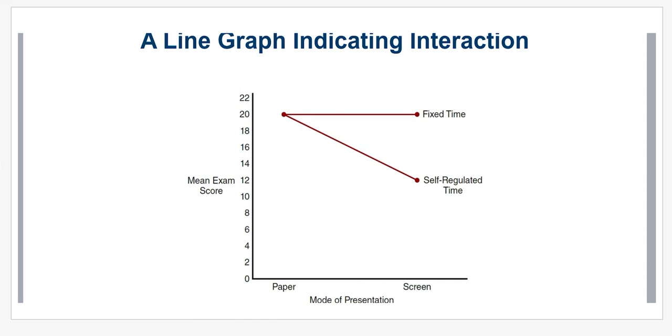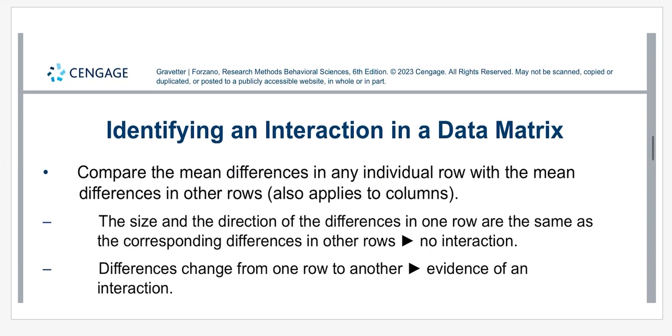And so, again, you can see for the paper condition, the fixed time and the self-regulated time conditions were the same, that the exam scores were 20 no matter what, right? There's no longer four dots there, there's only three, because those numbers were the same. They're in the same spot, they're at 20. And so that's how you know that there is an interaction occurring in this data set, which we will talk about more in another graph in just a second.